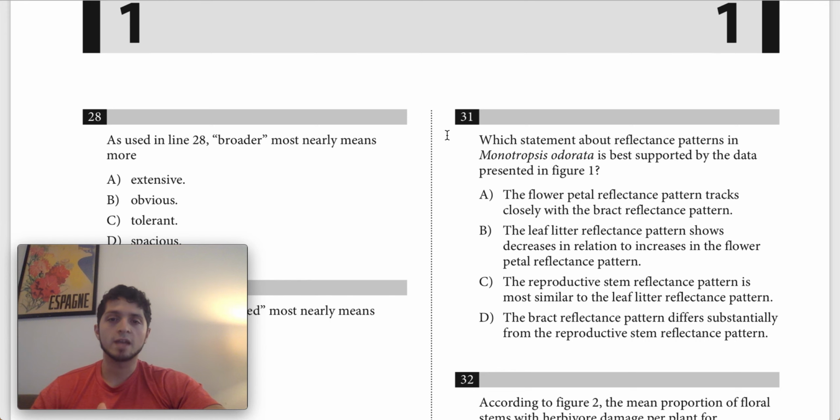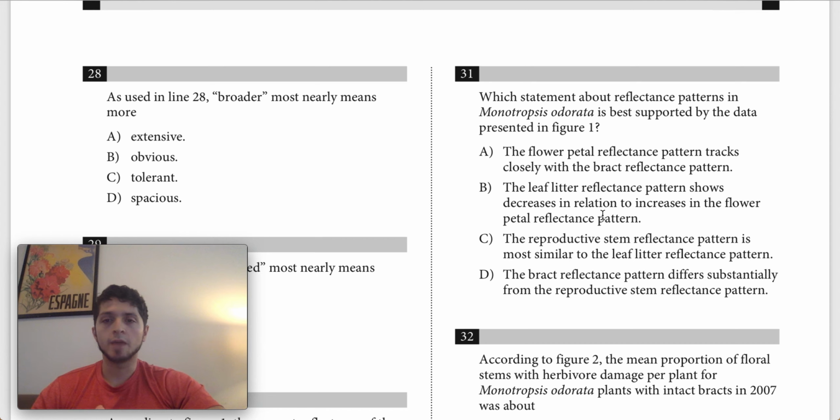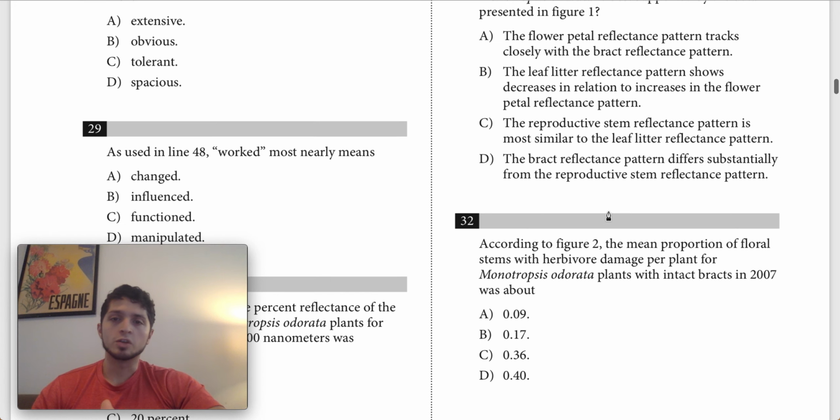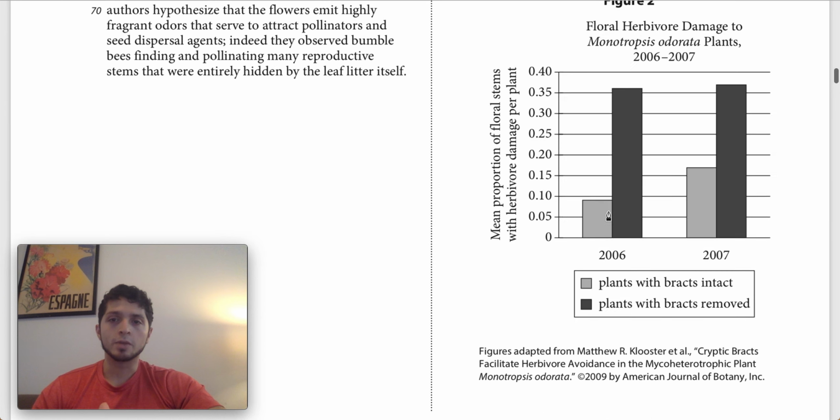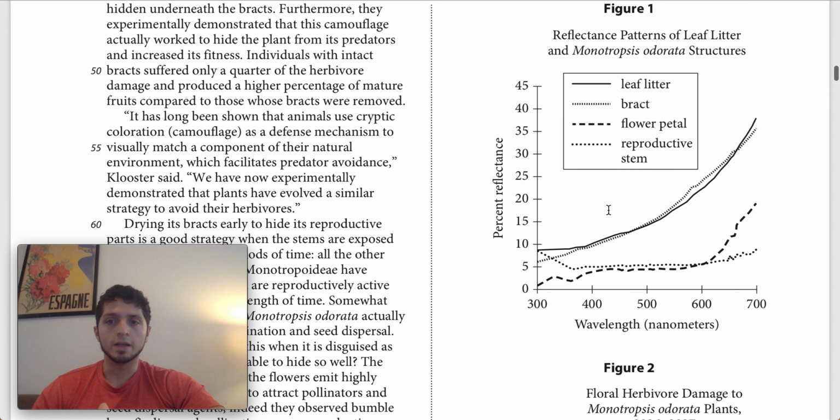April QAS test from 2019. And the question says, which statement about reflectance patterns in Monotropsis odorata is best supported by the data presented in Figure 1? So just like in the last question, the way to solve this first is let's go up to Figure 1, make sure we have a decent understanding of what the figure is about.